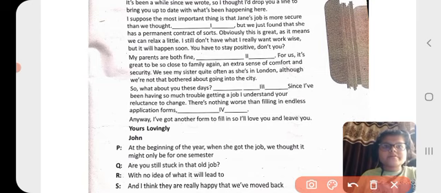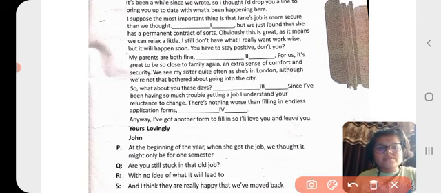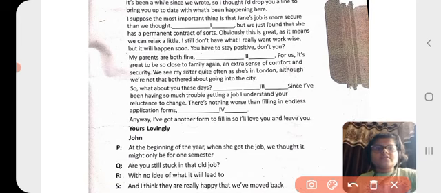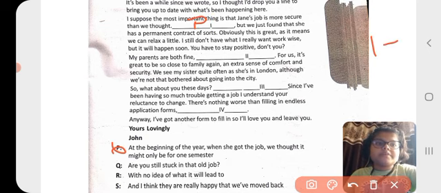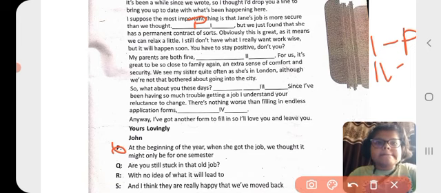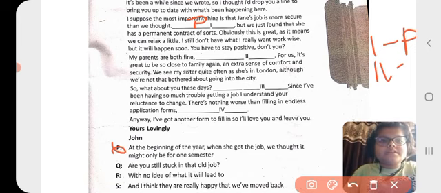See, here we are talking about Jane's job. So here the P makes more sense. We add P here. So I will be P. Let's see, I. My parents are both fine. Dash. Okay.